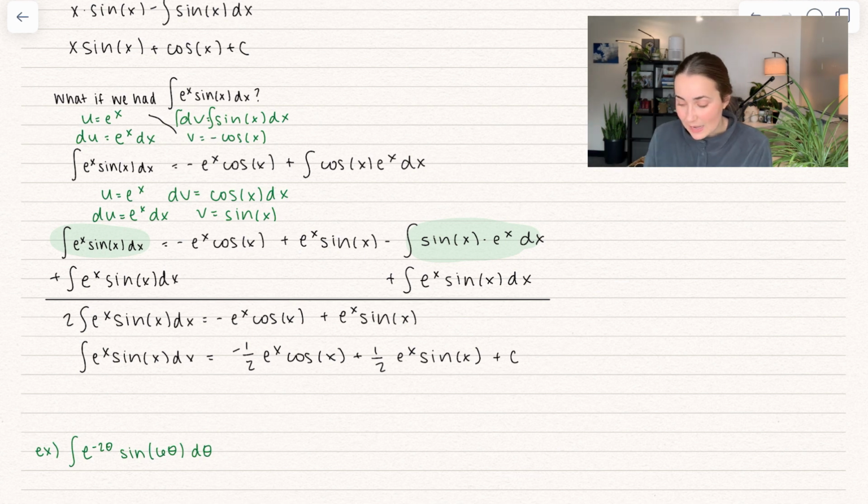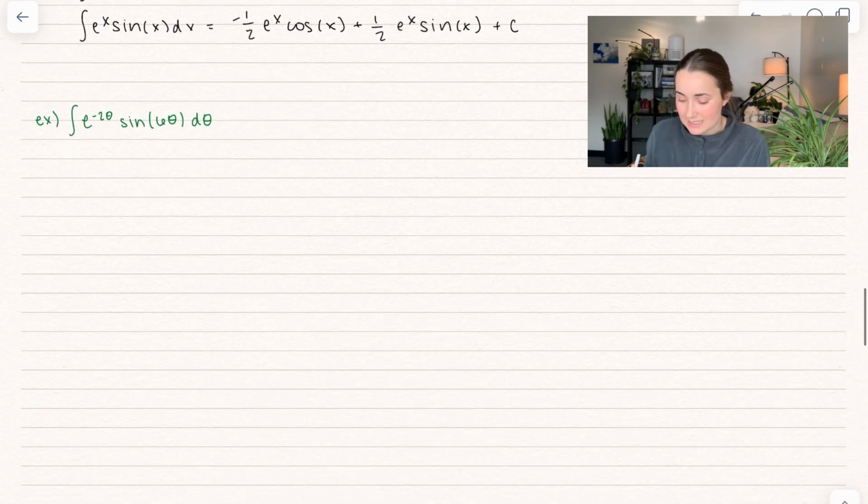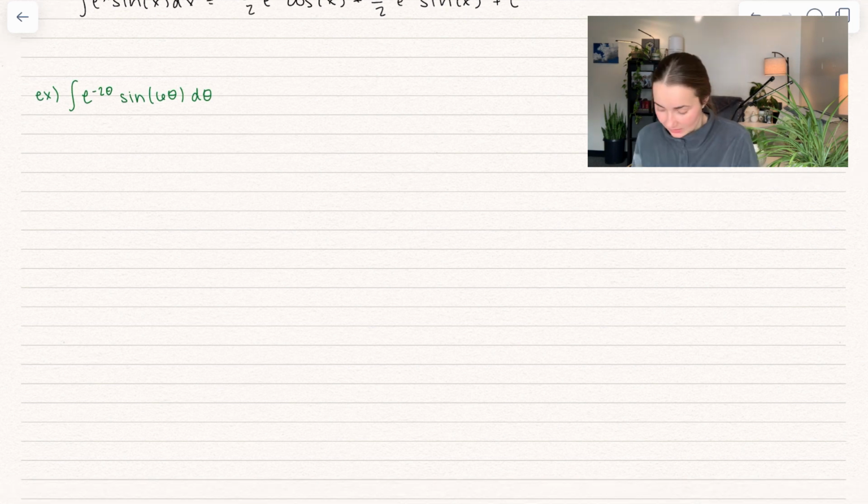And that right there is how we can use repeated use of integration by parts. It's kind of circular, if you like to think about it that way. But we're going to go ahead and try one more example because it gets a little more difficult when constants are involved. Let's go ahead and switch it up.